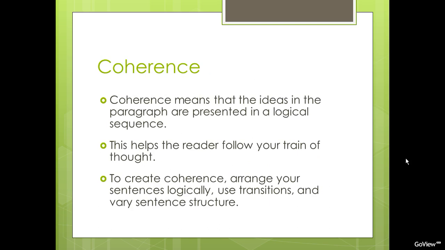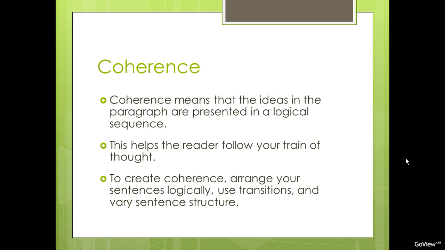Coherence is the third thing that a successful paragraph needs. Coherence means that the ideas in the paragraph are presented in a logical, orderly sequence, meaning that the paragraph flows, that it makes sense to the reader, that the reader doesn't have to stop and try and figure out how the ideas are connected. Coherence in the paragraph helps the reader follow your train of thought. It makes it a lot easier, a lot more user-friendly for the reader.